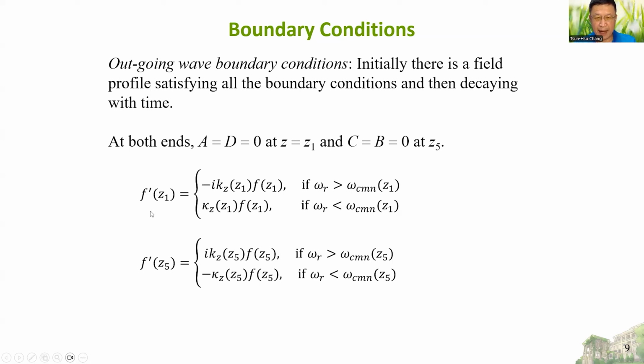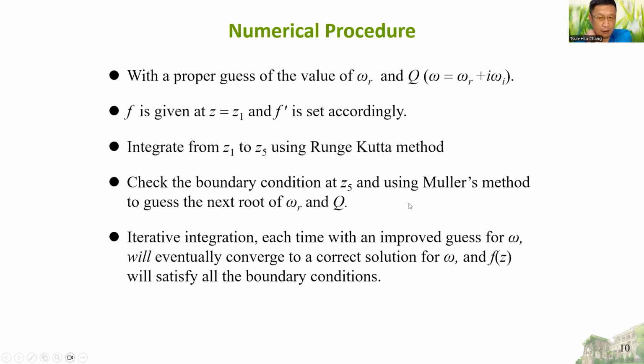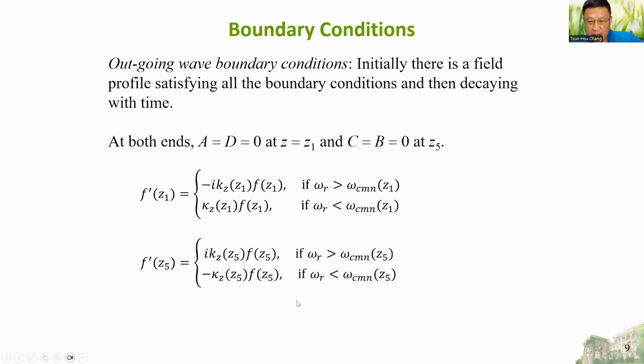So we can take this part, the first derivative of f of z at point z1, then it should be here. Just take this condition. And if below cutoff here, actually we just use this one. And on the other hand, at the right-hand side, z5, we use this one. So we use this one for z1 and this one for z5.